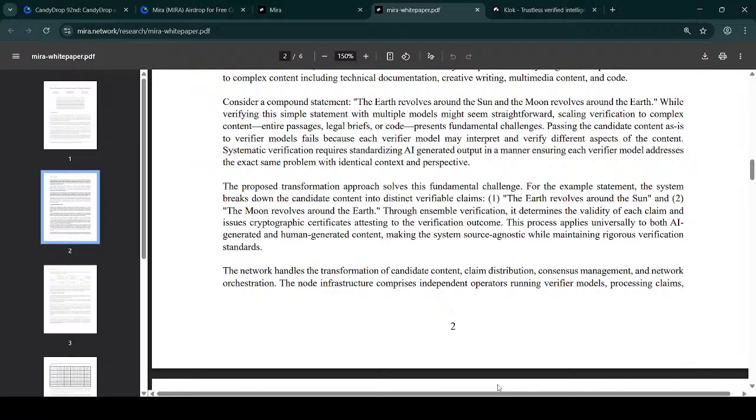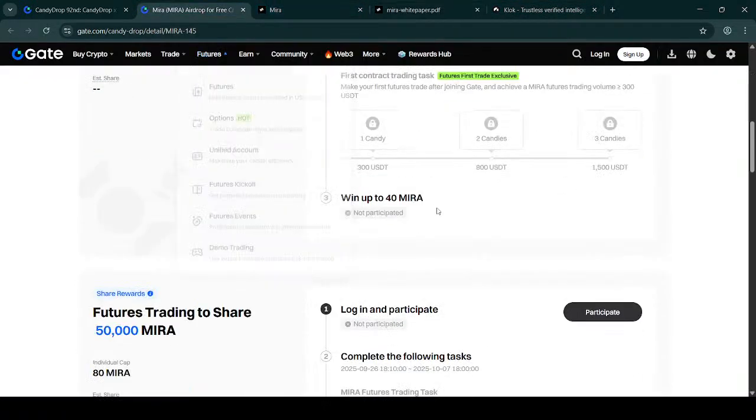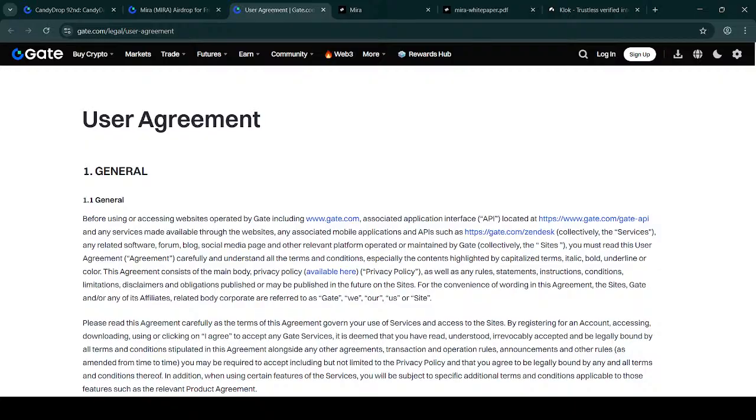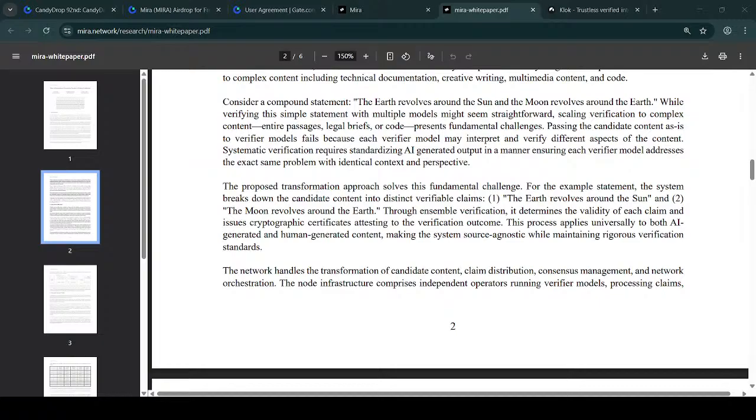So the purpose of the transformation approach is to solve this fundamental challenge, guys. So let's talk about it right now, guys.